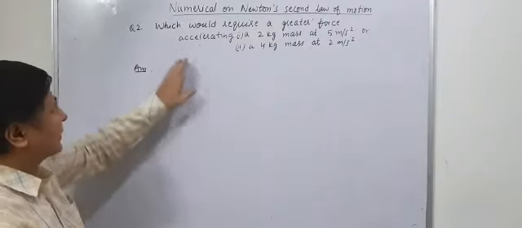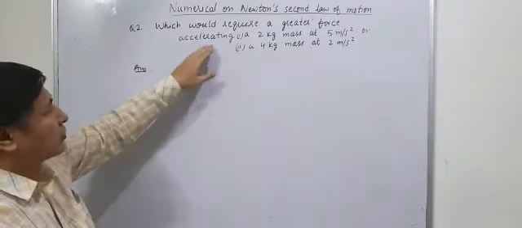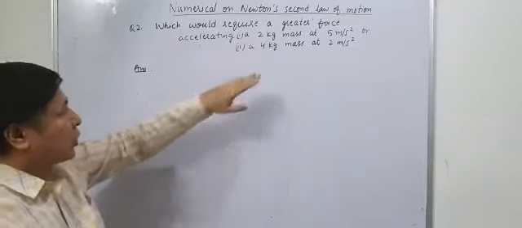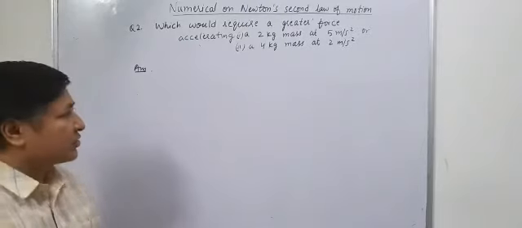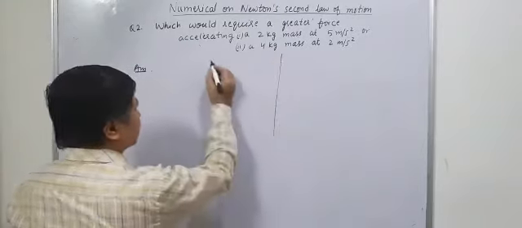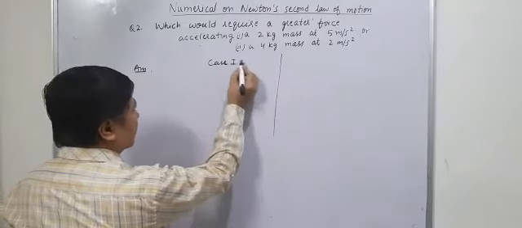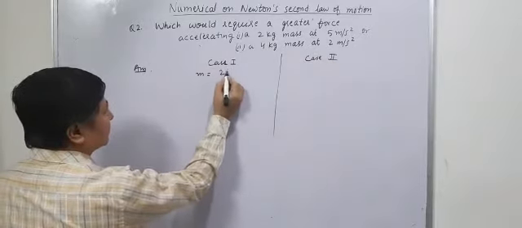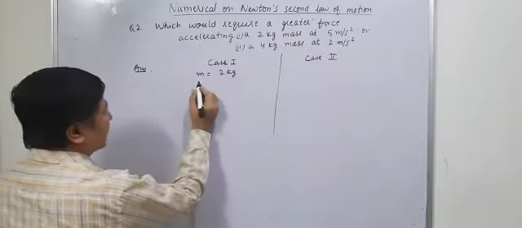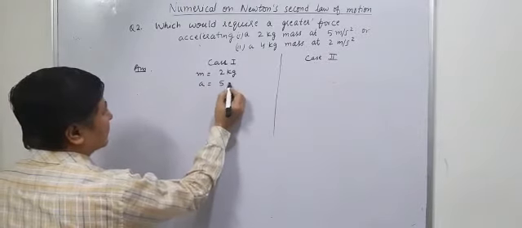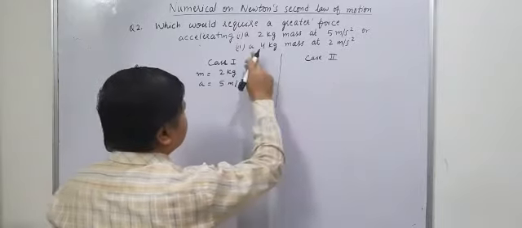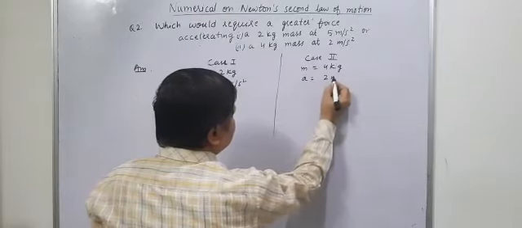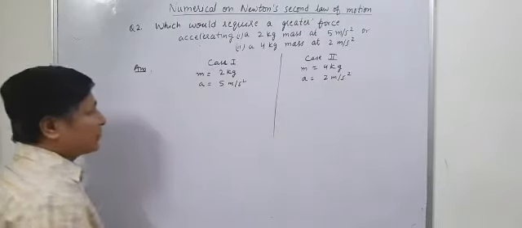Now let us take the second question: which would require a greater force, accelerating a 2 kg mass at 5 meters per second square, or a 4 kg mass at 2 meters per second square? So there are two cases here. In the first case, mass is 2 kg and acceleration is 5 meters per second square. In the second case, mass is 4 kg and acceleration is 2 meters per second square. We have to find which will require greater force.